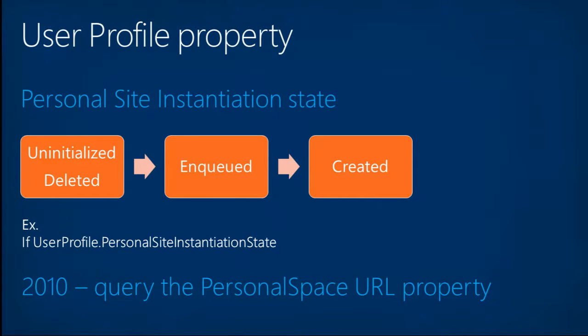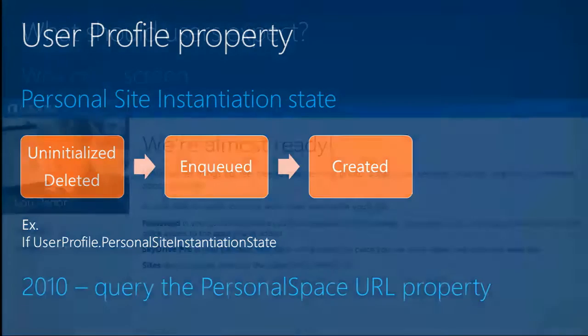I'd also like to point out that in 2010, in case the user ended up deleting the personal site, then all bets are off because we really don't update that personal space URL property which I was talking about. And that's changed because we set the state to deleted in 2013 so that you really know what's going on with the personal site. Of course, this is not an end-to-end hardcore support when it comes to state management, but it's a start and a much better support in 2013 when you compare it with 2010.